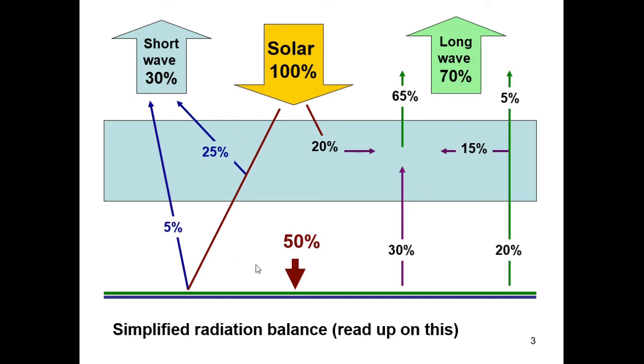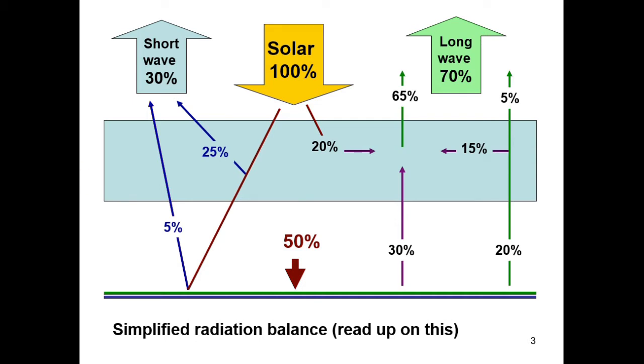Now, you need to read up on the details of exactly how that balance is maintained, and you need to be aware of the fact that, of course, if we have more solar energy coming in and it isn't all going out again as outgoing radiation, then we don't have a radiation balance, we'd have a radiation imbalance, and that could be problematic, obviously, for our future on the planet.